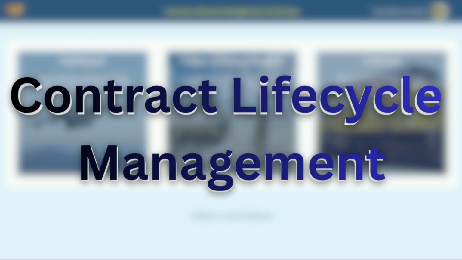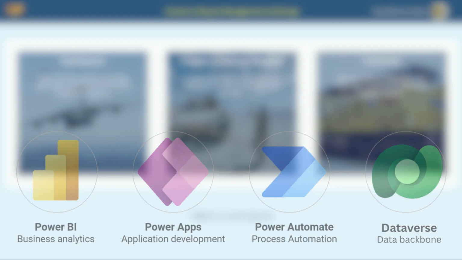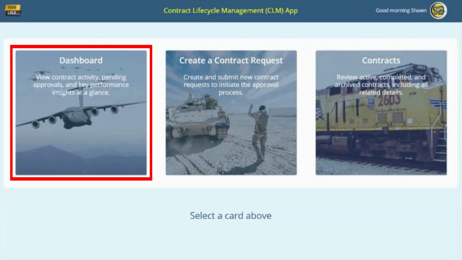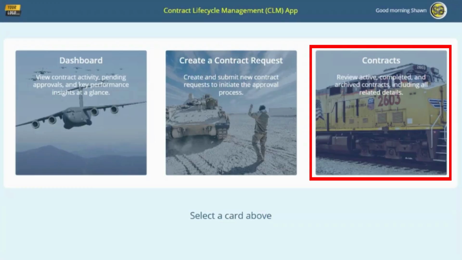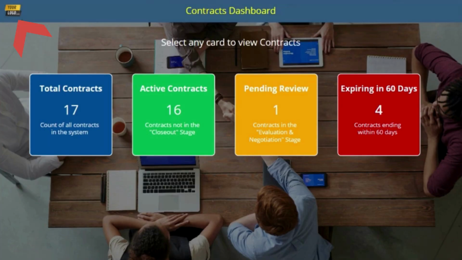Introducing the Contract Lifecycle Management app, built in Microsoft Power Apps and designed to make contract creation, tracking, and approval fast, transparent, and easy for everyone. From the landing screen, you can quickly access the contract dashboard, create a new contract request, or view all contracts with advanced filtering options. Your organization's logo in the top left always brings you back to the landing screen.